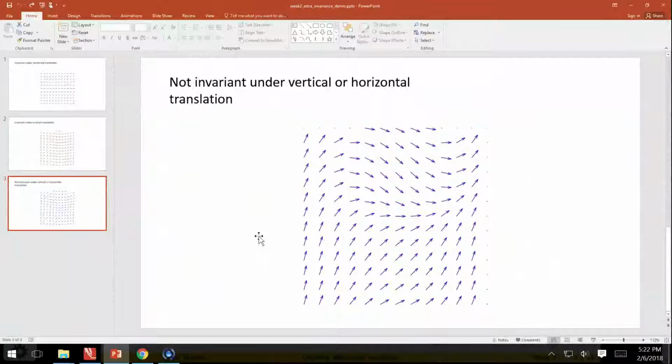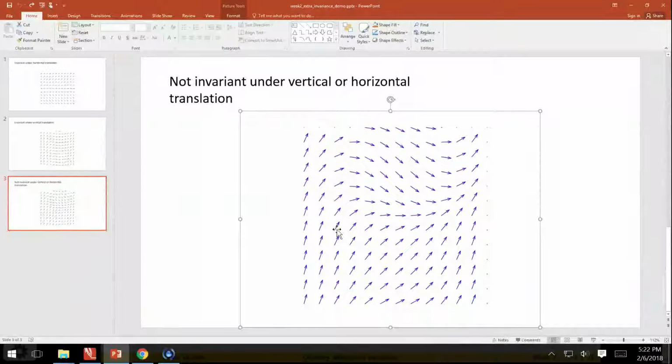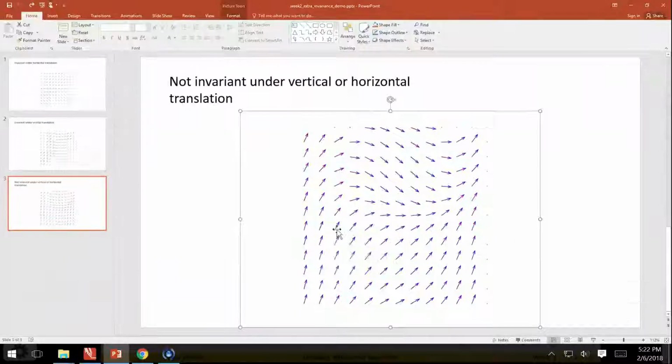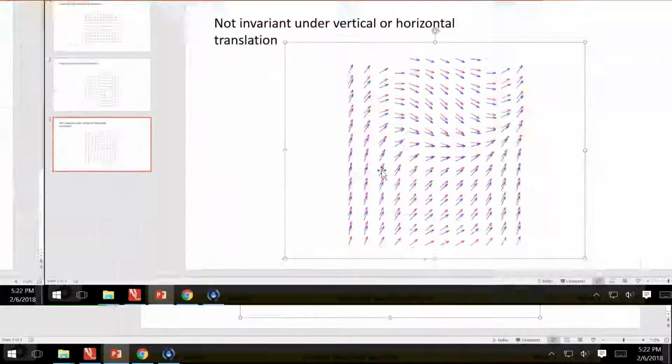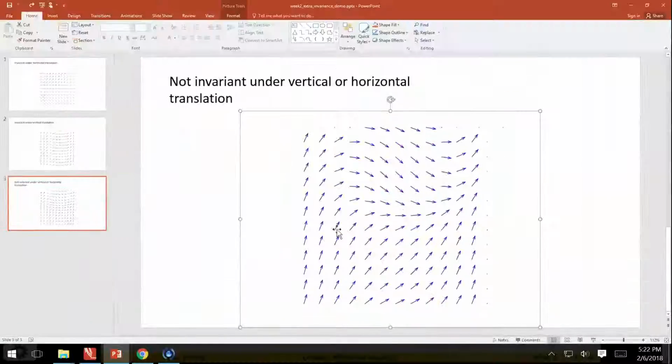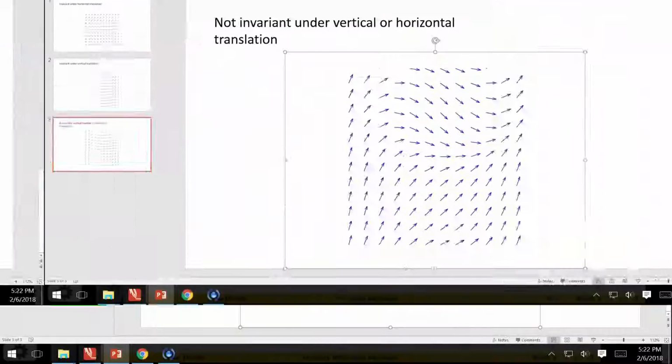Well, this vector field is not invariant under vertical or horizontal translation. For example, if you try to move it to the left, you get something different. If you try to move it, say, upward, you get something different. So it is not invariant under vertical or horizontal translation, which means the right-hand side is a function of both t and y.